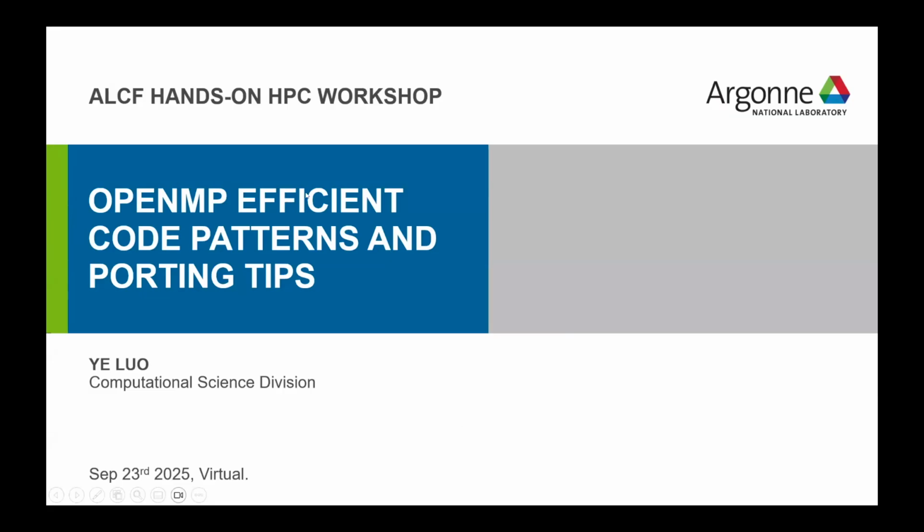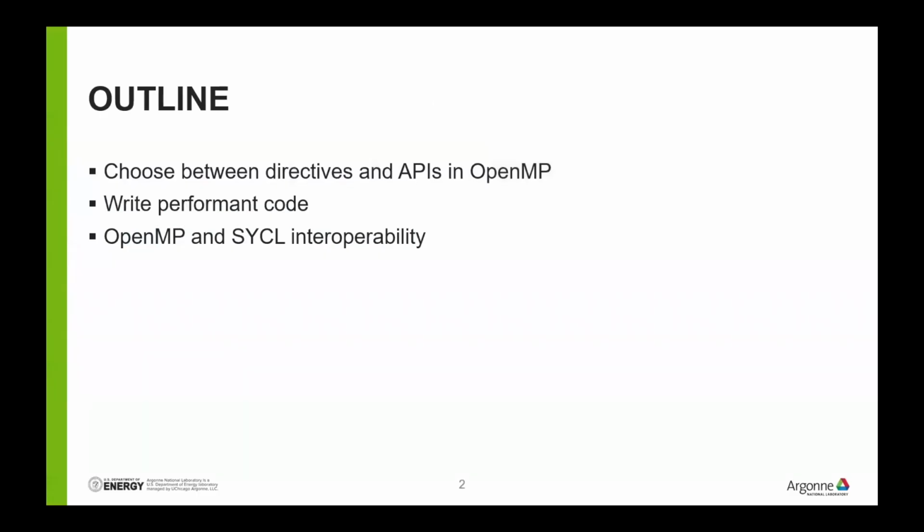Okay. So I'm going through the efficient OpenMP code patterns, and also giving you additional porting tips. In terms of efficiency, I mean here not just that the code runs fast. Of course, that's universally desired for code, but it also means the code needs to be neat and efficient for developers to develop. So that's why I will cover patterns like how to choose between directives and APIs in OpenMP, and also give you hints on how to write performant code.